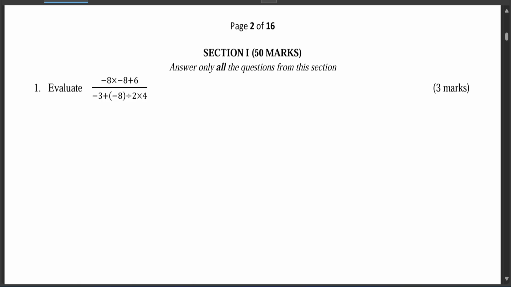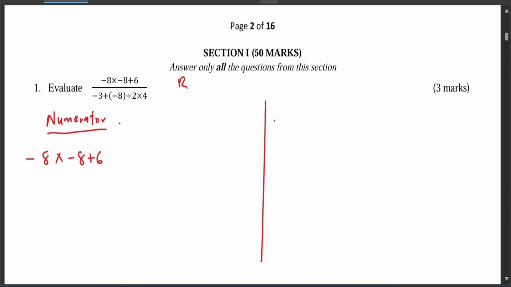Answer all the questions. Don't know what's the purpose of writing only the answer all the questions from this section. So question 1, evaluate -8 times -8 plus 6 over -3 plus -8 divided by 2 times 4. So let's look at the numerator. Now for this question make sure that you'll be using BODMAS. So we're going to use BODMAS for this question.